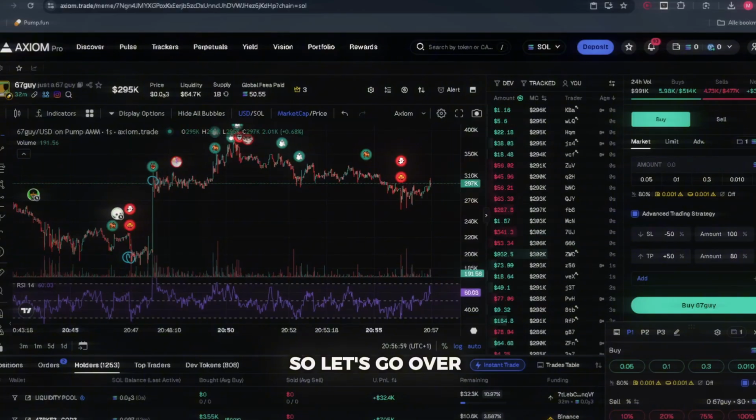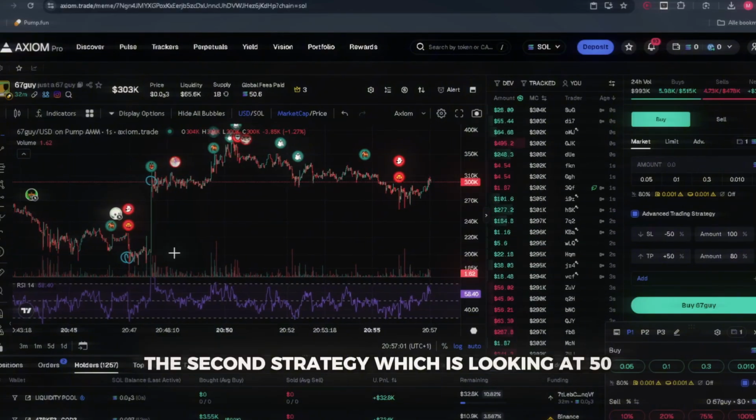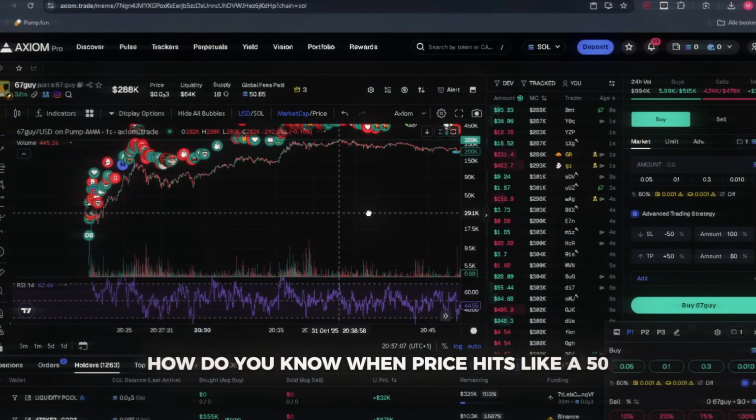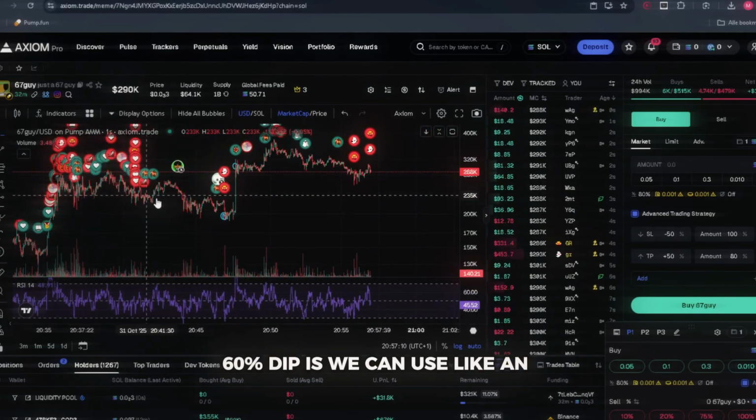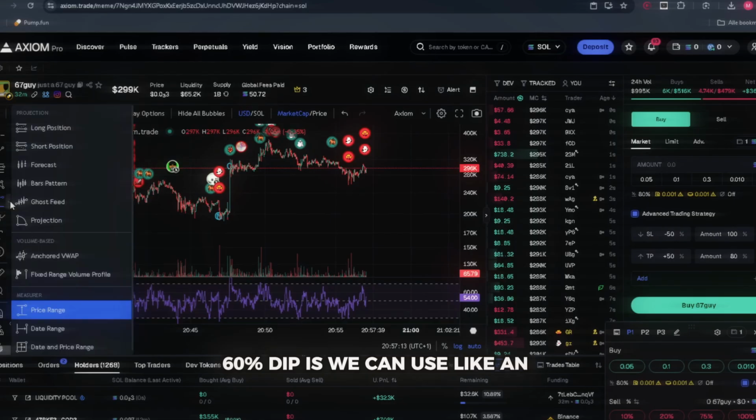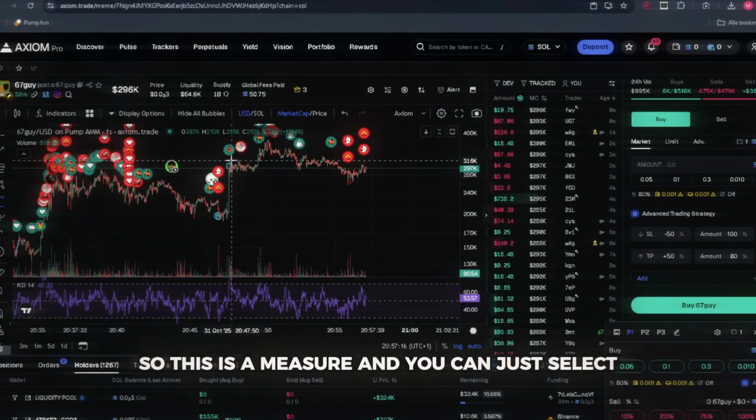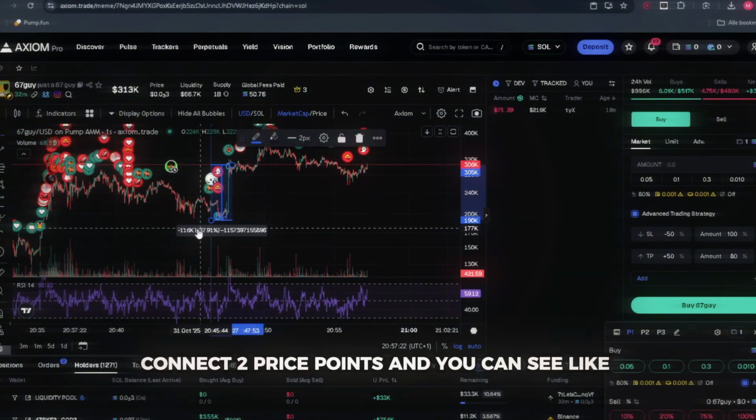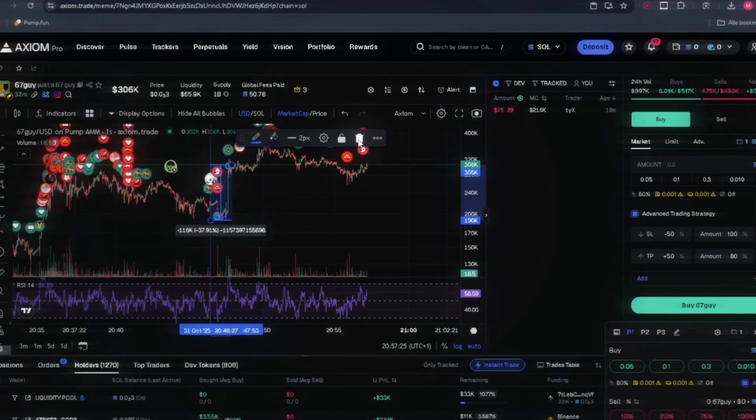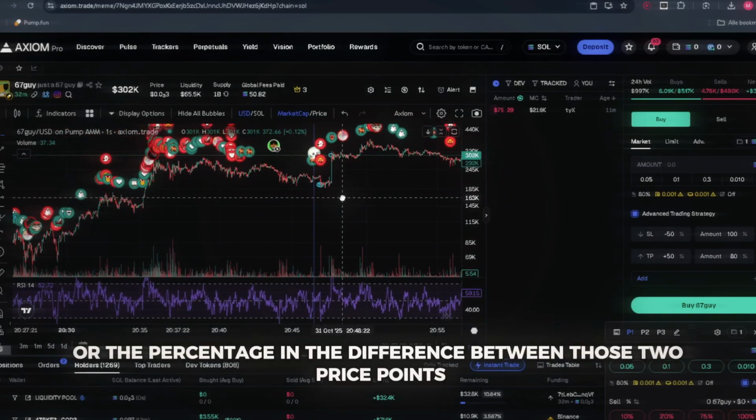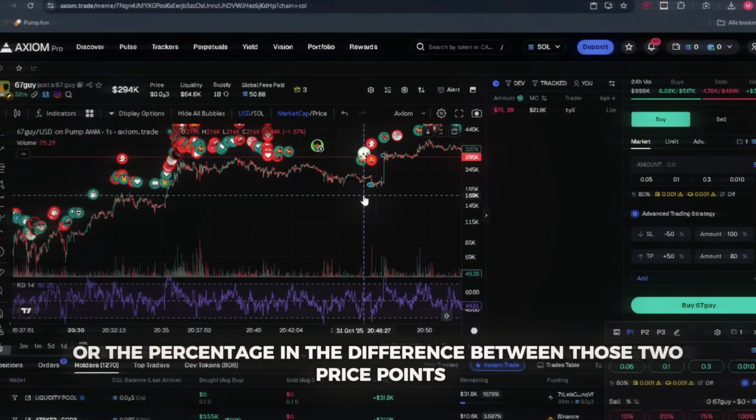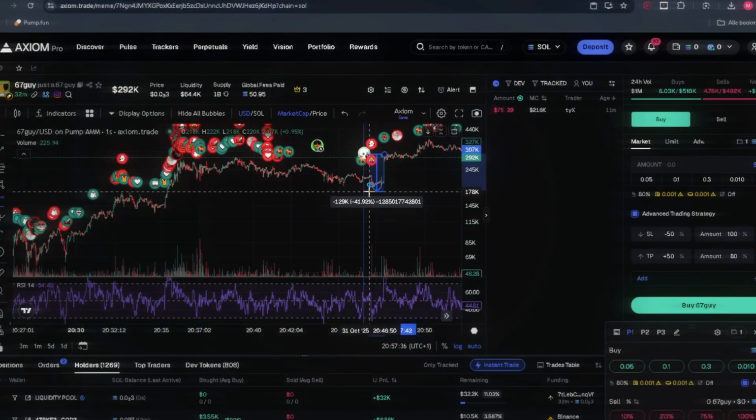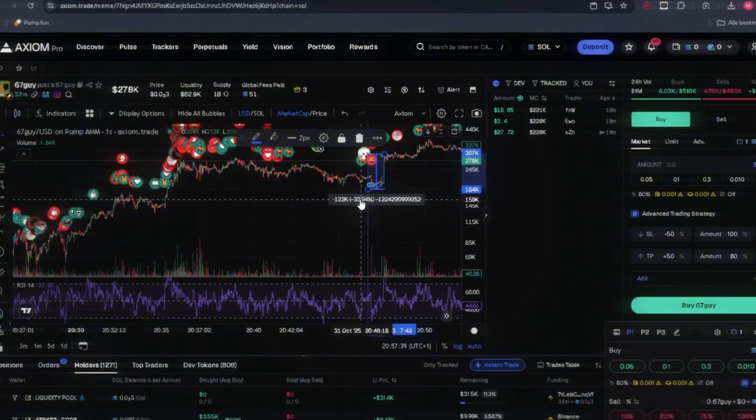So let's go over the second strategy, which is looking at 50-60% dips. How do you know when price undergoes a 50-60% dip? We can use a tool called the price range. This is a measurer, and you can connect two price points and see the percentage gain or the percentage difference between those two price points. So here we saw a 40%.